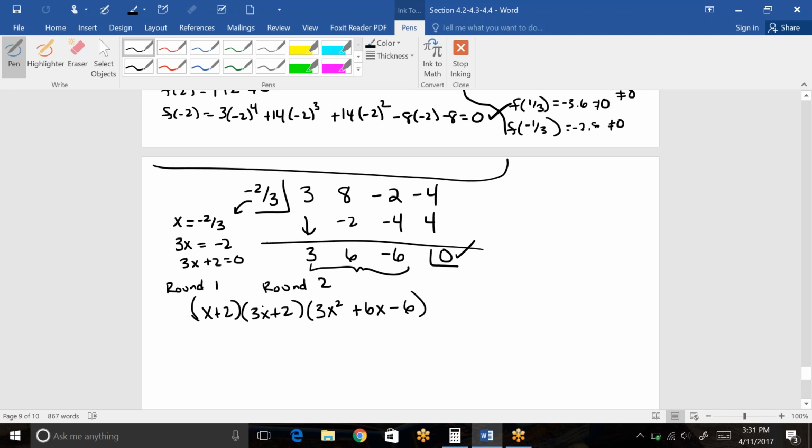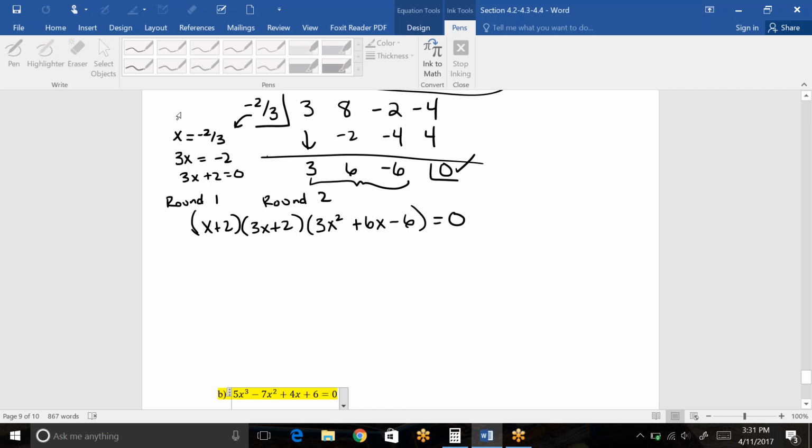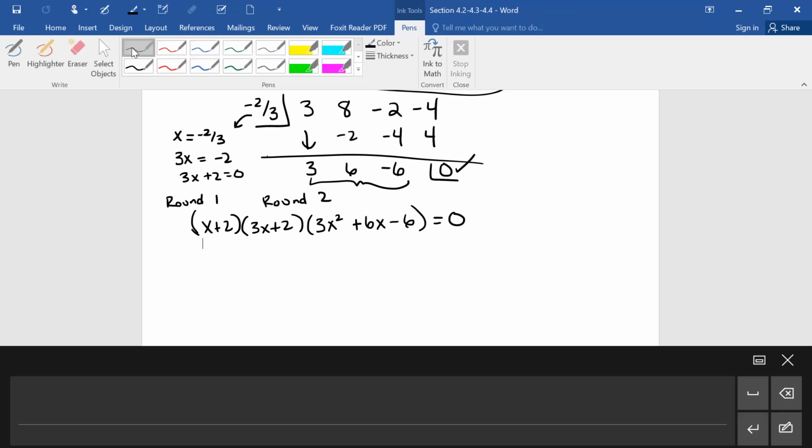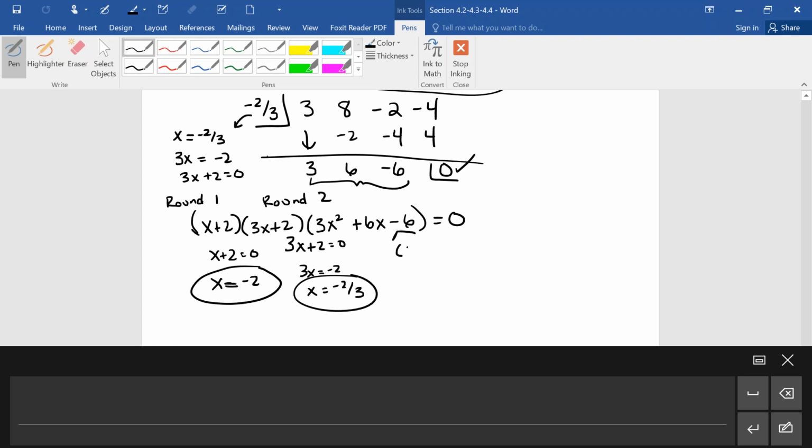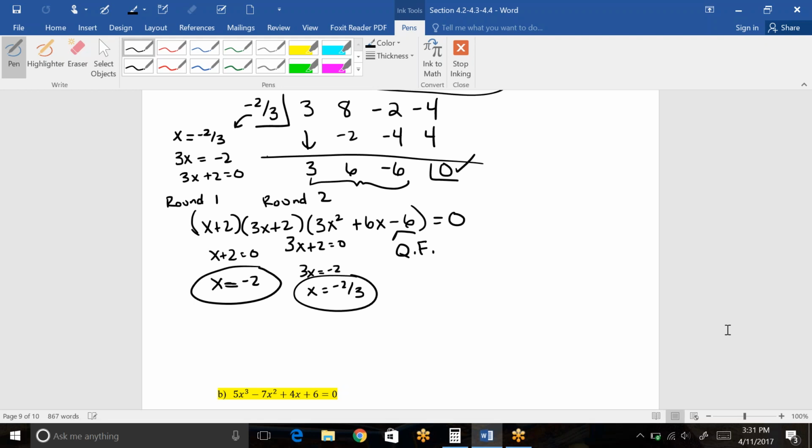Now what we want to do is finish this out because this is all supposed to be equal to 0. So we already know the solutions to the first two parts. Those are just what we used in our synthetic division boxes. So this guy, x plus 2 equals 0, gives me -2. So there's one of my solutions. This guy gives me the -2/3 we just found. But we had to write it in a factored form so you could see this. So -2/3. This one will either factor or you have to use quadratic formula. In this case, we have to use quadratic formula because this doesn't factor.